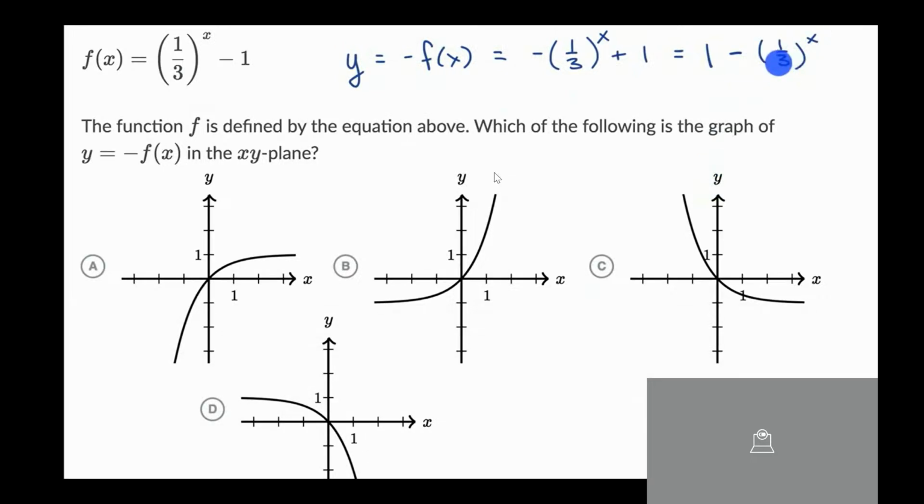Now, there's two ways that you could approach it. You could think about the behavior of this expression as x becomes very large or x becomes very small. Another possibility is we try a table with some easy values.